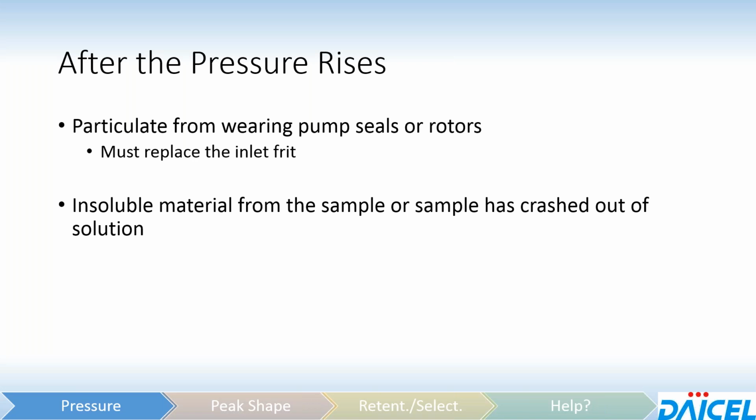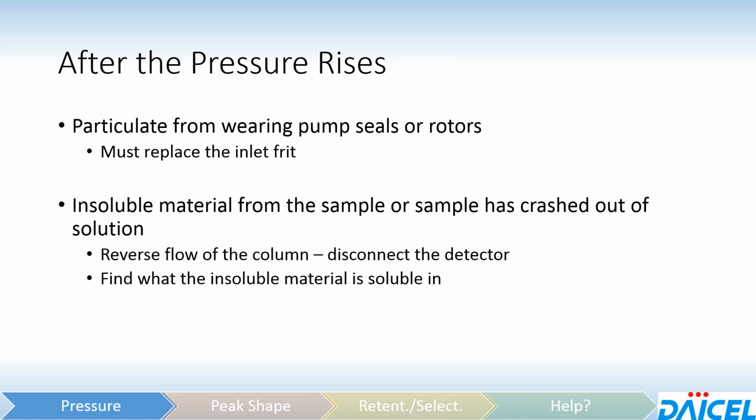If there's some insoluble material from the sample or the sample is crashed out, there's a kind of a two-step process. The first step is reversing the flow of the column and then disconnecting from the detector, so going directly out of the column into the waste. If you do have insoluble material, you obviously don't want that passing down the line into the detector and potentially blocking the detector any more than what it might already be. And then you're just going to have to try to find a solvent that the insoluble material is soluble in. This is the challenge when it comes to this kind of a troubleshoot.